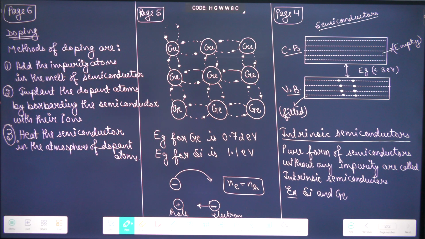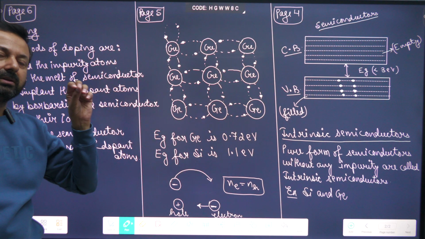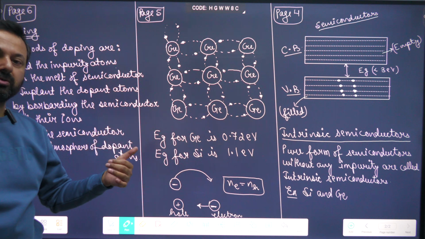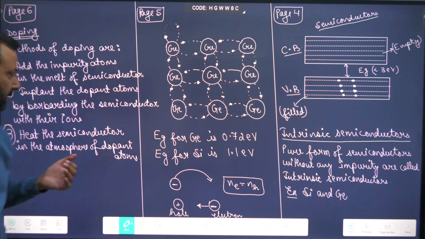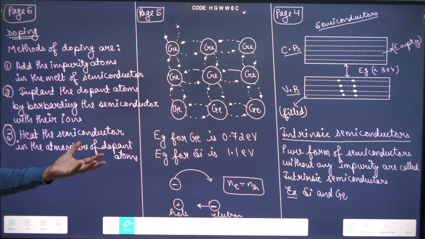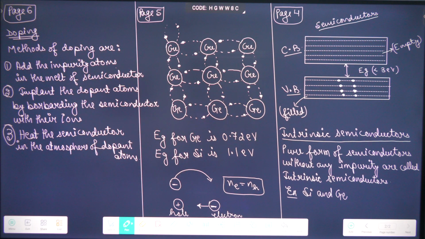Now, second is implant the dopant atoms by bombarding the semiconductor with their ions. When we bombard, meaning constantly hit the semiconductor with the ions of some impurity atoms, then also an extrinsic semiconductor can be formed. And third is heat the semiconductor in the atmosphere of dopant atoms. If we heat the semiconductor in the atmosphere of dopant atoms, then the semiconductor absorbs some impurity atoms and they become an extrinsic semiconductor.